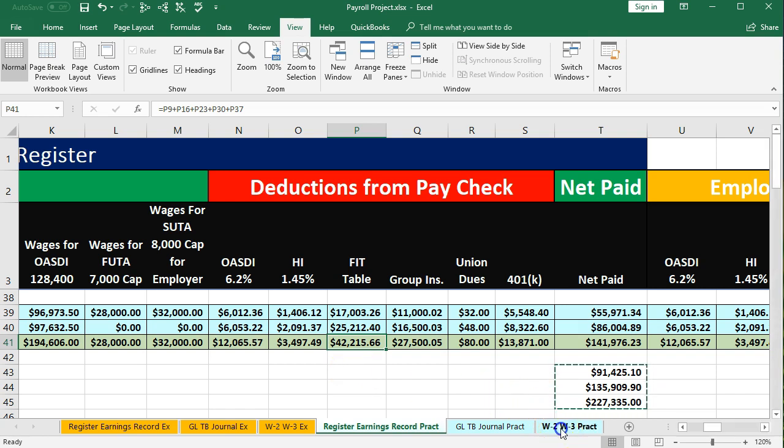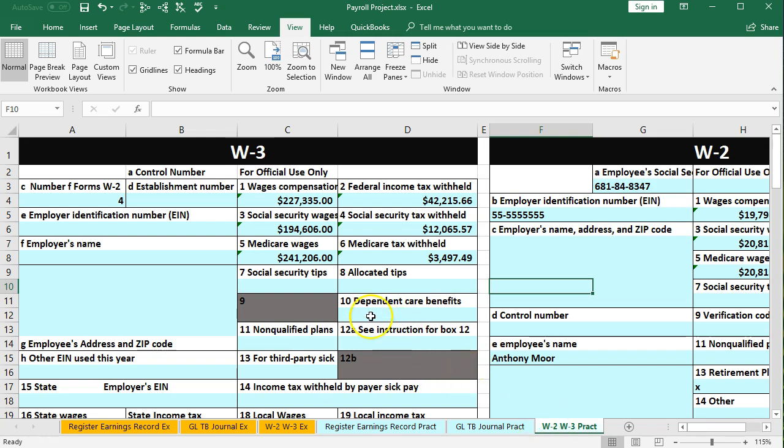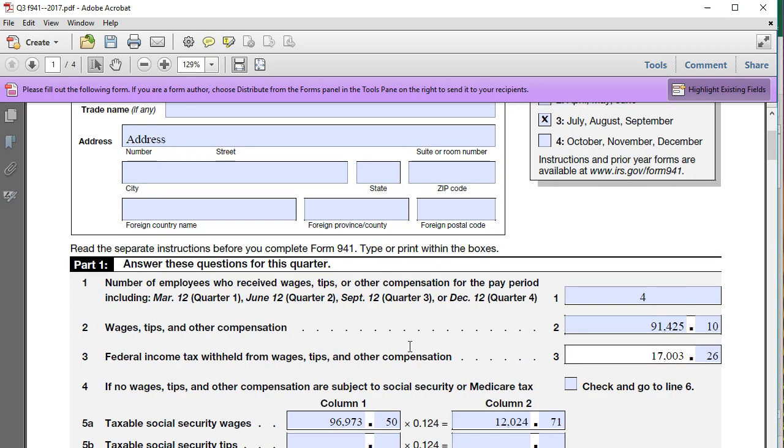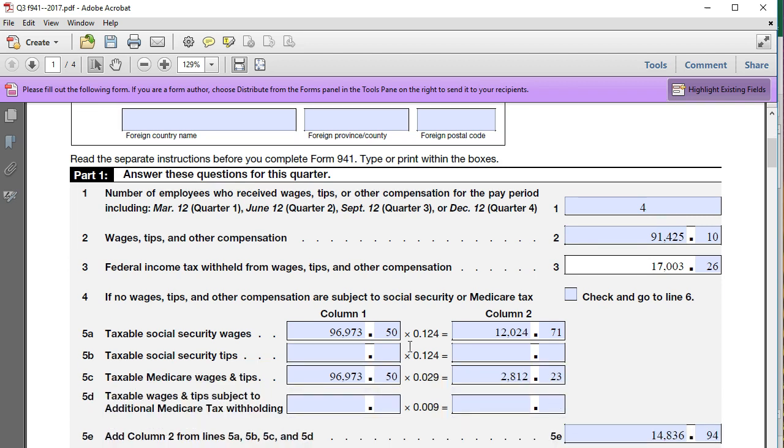So if we go to the W-3 for FIT, then we should also find the 42,215.66 for the W-3. So then if we go back to the 941s, note that the 941s are really reporting FIT, Social Security, Medicare, and that's also reported on the W-3, so we can go back and forth and check those off. The 940 only is reporting FUTA tax.